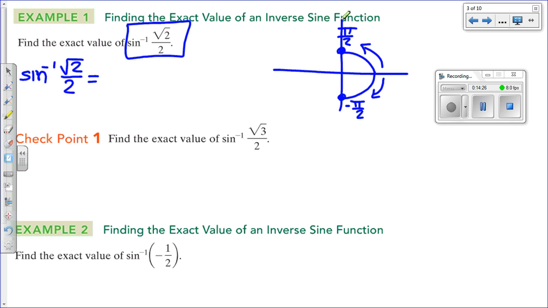And so that's a very famous angle. I think we all know which one is that. What would that be? Where the sine and cosine are the same? Pi/4. Very good. Okay, let's do the next one.